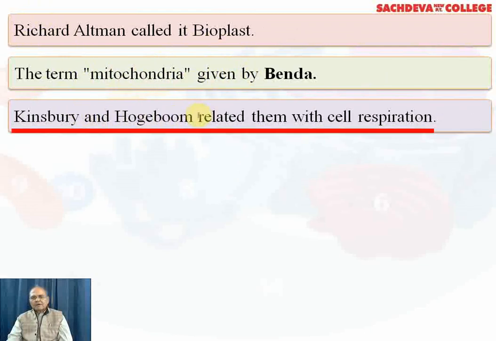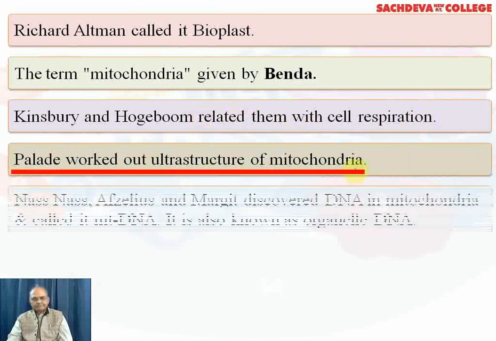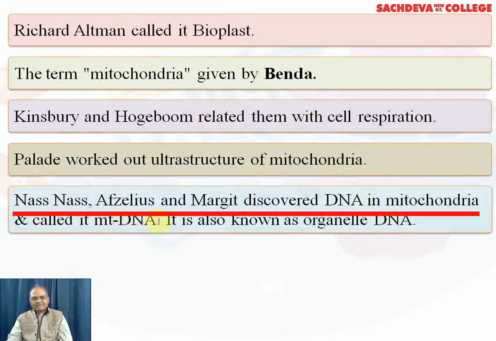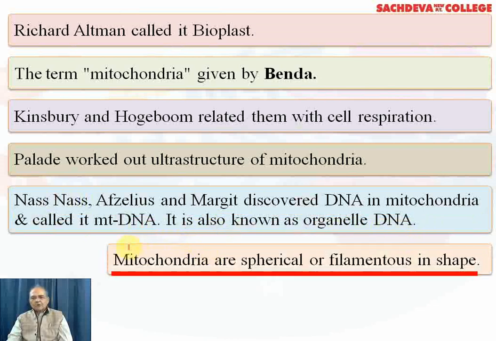Kingsbury and Hogeboom related them with cell respiration. Palade worked out the ultrastructure of the mitochondria. Nass and Nass, Ris, and Plaut discovered DNA in mitochondria and called it mitochondrial DNA. It is also known as organelle DNA. Mitochondria are spherical or filamentous in shape.